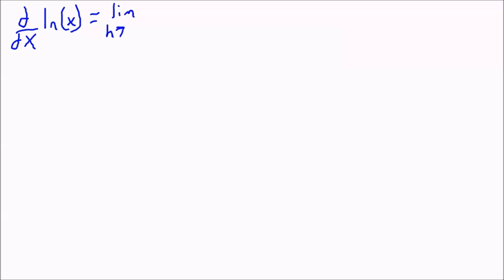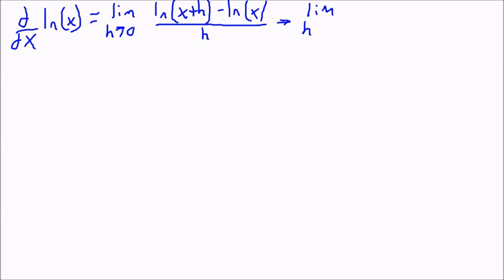as h goes to 0 of ln of x plus h minus ln of x, all over h. One way I can rewrite this is by pulling the h out as multiplication. So instead of dividing by h, I'm going to multiply by 1 over h. And then I'm going to remember some of my logarithm rules.